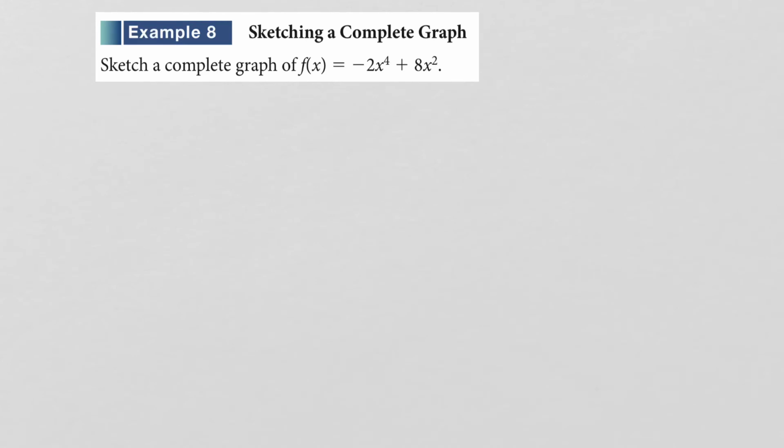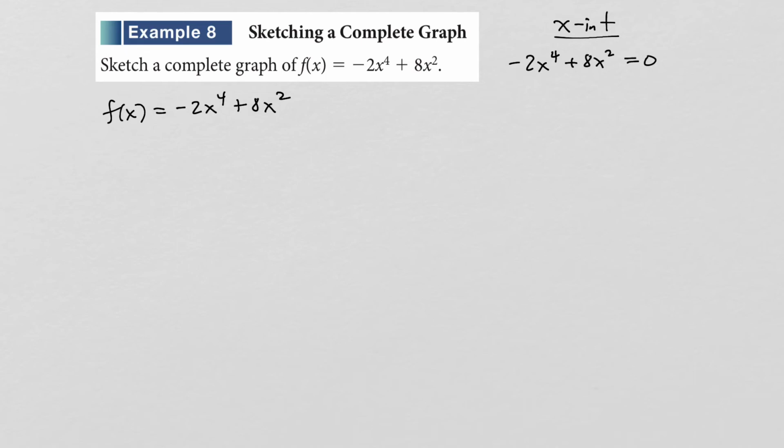So in our next example, we want to sketch a complete graph for the following function. We have f of x is equal to negative 2x to the fourth plus 8x squared. So we're going to bring in all of the elements that we talked about. Now, when I do this, I like to kind of go in order. The first thing I want to do is find the x-intercepts. And to get the x-intercepts, we just take the function and set it equal to 0.